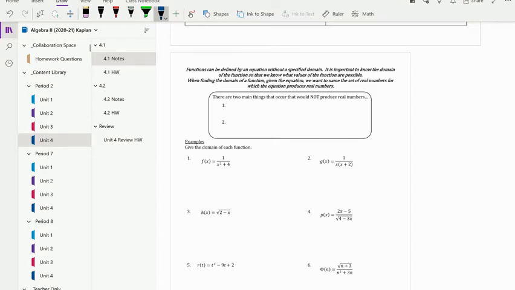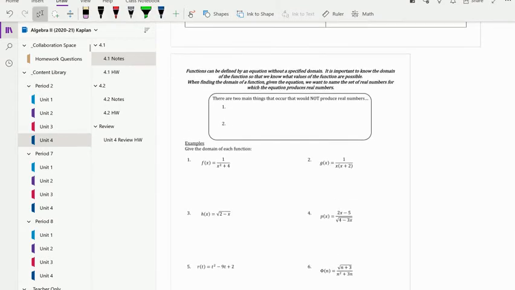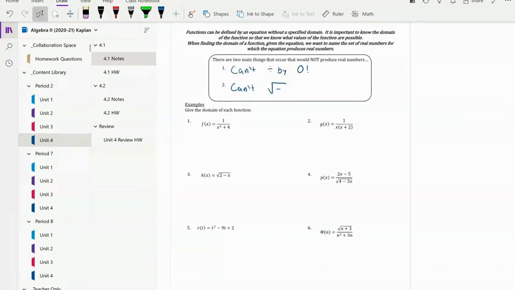The two main things that we can't have, and hopefully you recognize a couple of these situations. One, you can't divide by 0. You can't have 0 in the denominator. The other thing is you can't take the square root of a negative. So those are the two things we want to keep our eyes out for. When we're listing our domains, we want to make sure that we're not dividing by 0, and we're not taking the square root of a negative number.